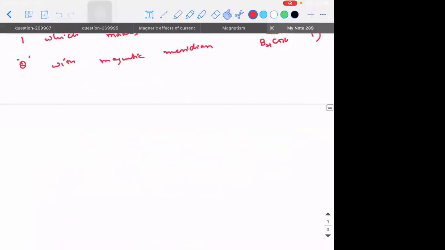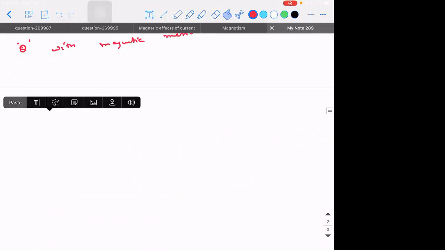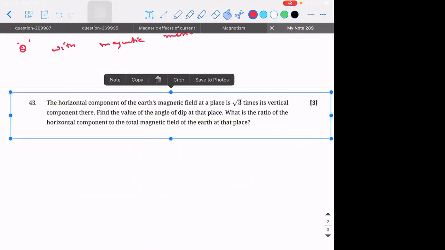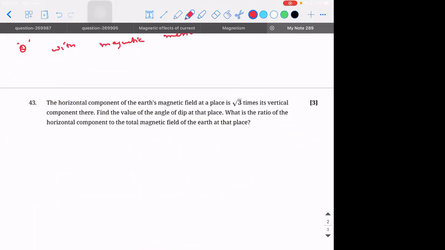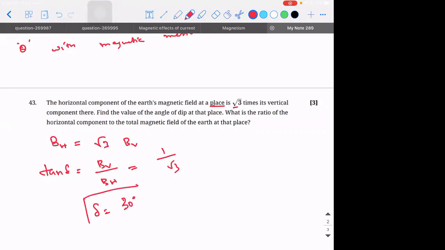Take this. This is a simple one. So the horizontal component of the Earth's magnetic field at a place is √3 times its vertical component there. So BH is equal to √3 times B vertical. Find the value of angle of dip at that place. What is the ratio of the horizontal component to the total magnetic field of the Earth at that place? So they have asked to find the angle of dip. Angle of dip is what? Tan delta is equal to BV divided by BH. So BV divided by BH is how much? It is 1 by √3. So delta is 30 degrees. So angle of dip is 30 degrees.